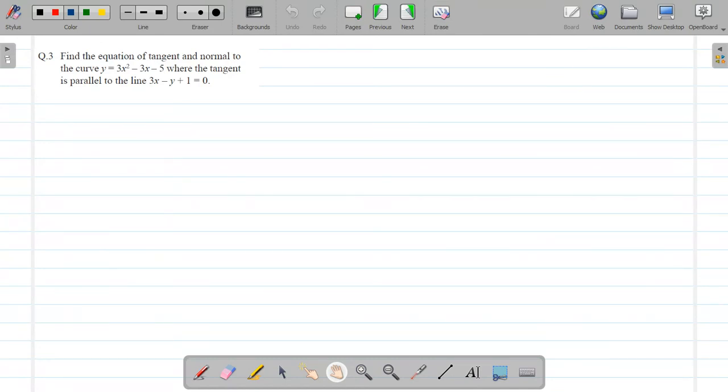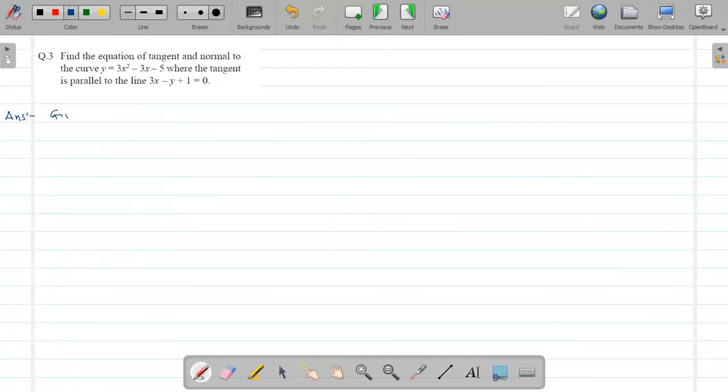Now see question number 3. Find the equation of tangent and normal to the curve y is equal to 3x square minus 3x minus 5, where the tangent is parallel to the line 3x minus 5 plus 1 is equal to 0. Again the same type of question is given. So let us see the answer.